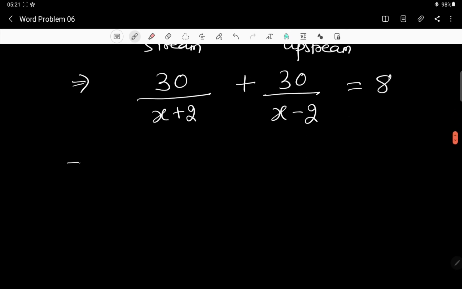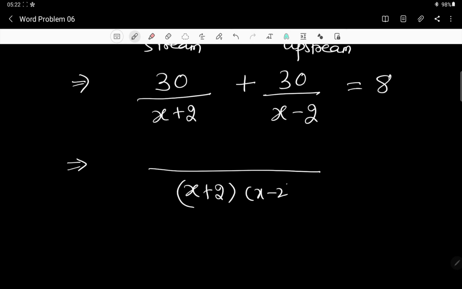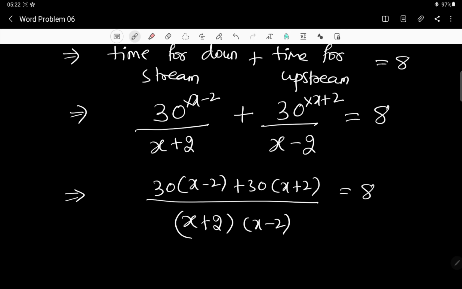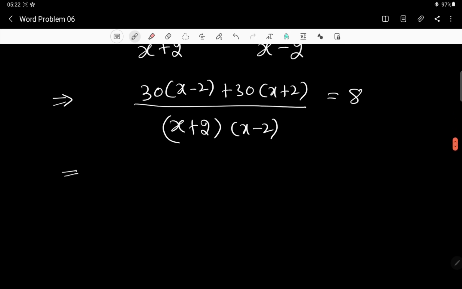Now let us solve this. Here the LCM will be x plus 2 into x minus 2, right? So here I am going to multiply with x minus 2, and here with x plus 2. So it becomes 30 bracket x minus 2 plus 30 bracket x plus 2, and that is equal to 8. Now let us solve this.